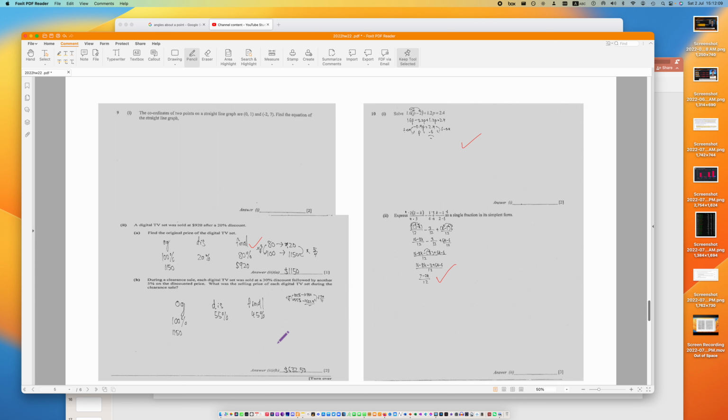During the clearance sale, each TV was sold at 30% discount followed by another 5%. I don't understand this question. 30% and not 55 leh. What are you doing here? Followed by another 5%. So what is the percentage? 30% followed by another 5%. Wrong. That's the common mistake.